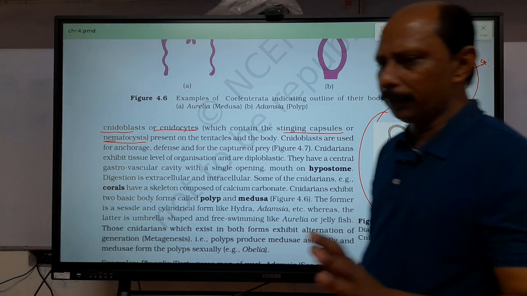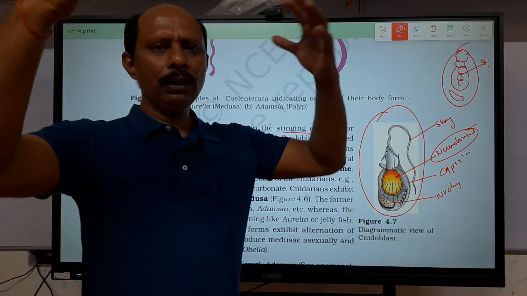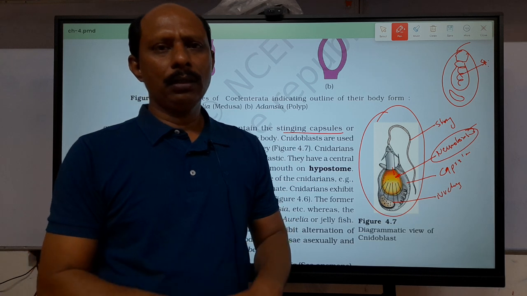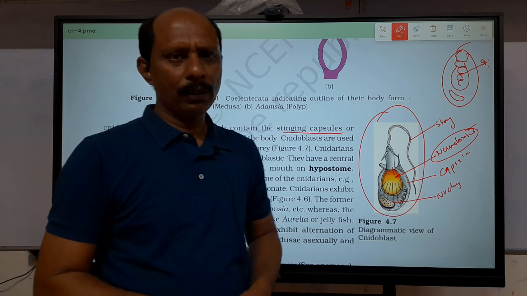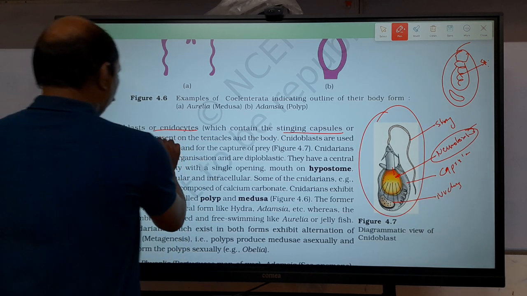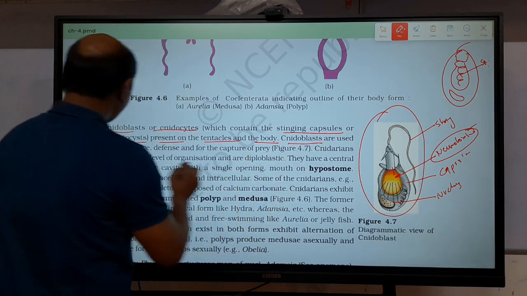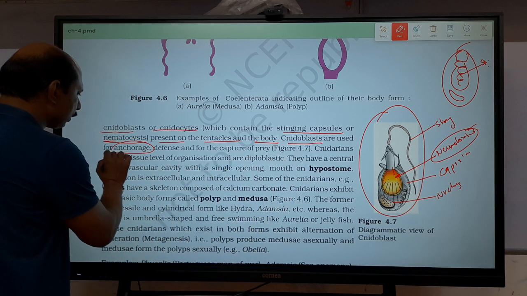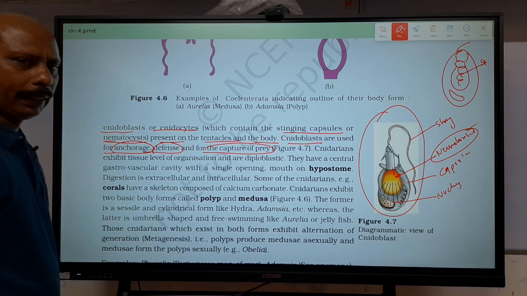So the prey becomes unconscious, and then the tentacles put the prey into the gastrovascular cavity through the opening, the hypostome. Cnidoblasts are present on the tentacles and on the body. What is the function of cnidoblasts? Anchorage, defense, and capture of prey, right?